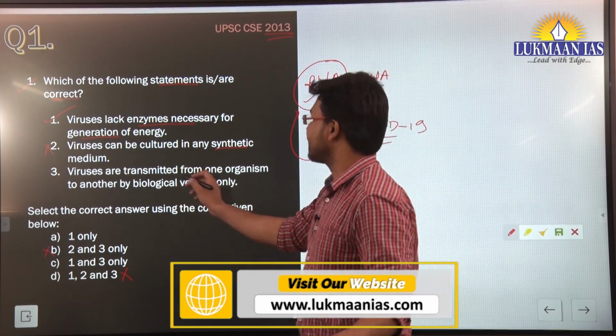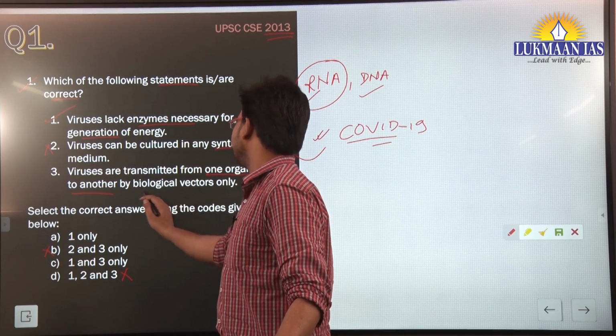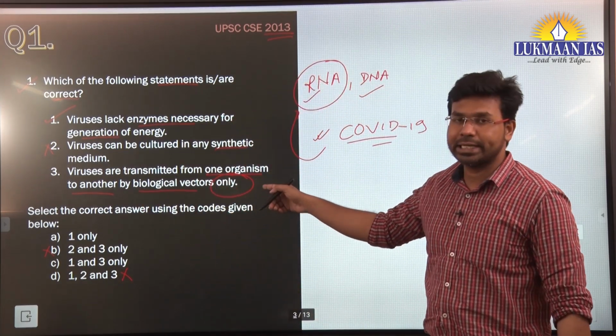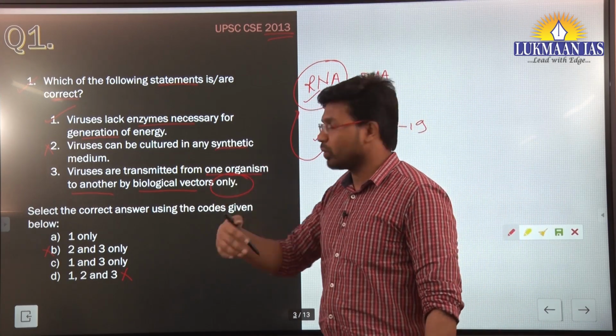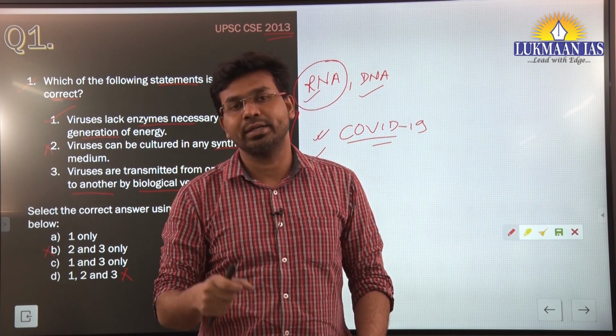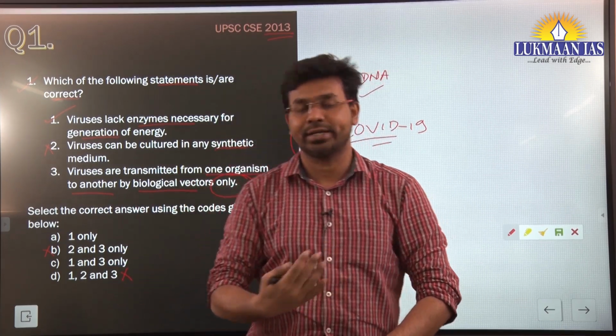It says viruses are transmitted from one organism to another by biological vectors only. Here we need to focus on this particular keyword, only. So viruses can be transferred from one organism to another by biological vectors as well as mechanical vectors.